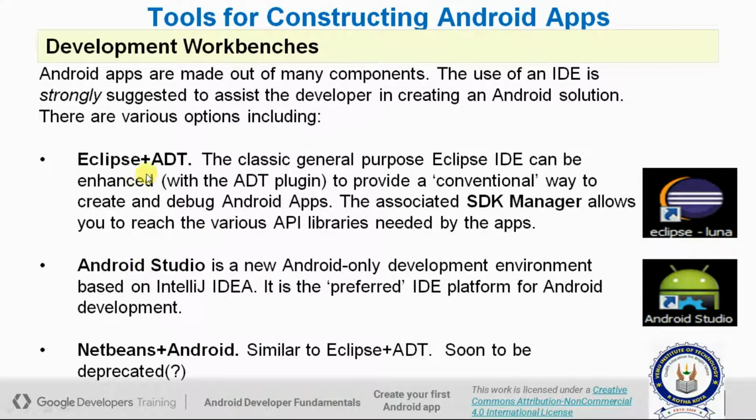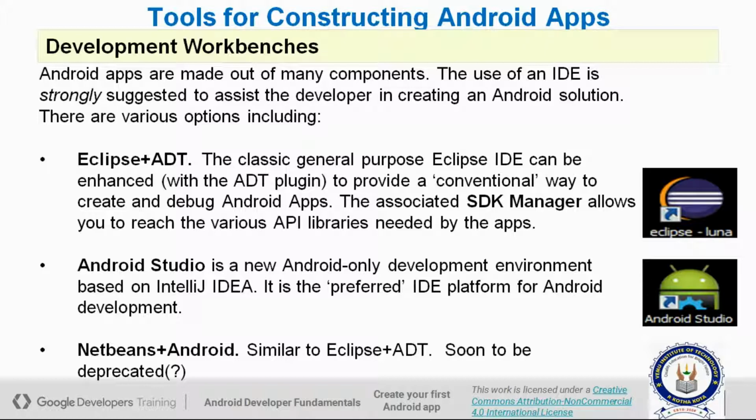Eclipse with ADT means you have to download the Eclipse software, and after that you have to configure the ADT plugin. You have to download the ADT plugin separately, which may be 238 MB, and integrate that ADT plugin with Eclipse. Then you can create and debug Android applications easily.